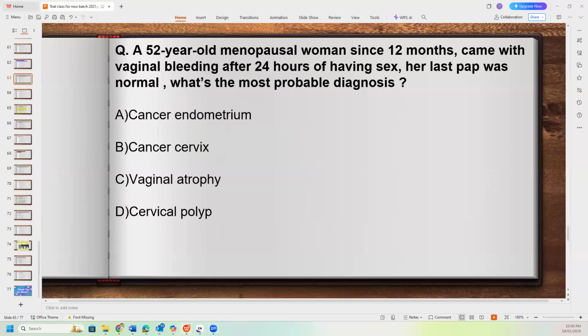Next question. A 52-year-old menopausal woman, since 12 months, came with vaginal bleeding after 24 hours of having intercourse. Her last pap smear was normal. What is the most probable diagnosis in her age? Cancer of endometrium, cancer of cervix, vaginal atrophy, or cervical polyp?